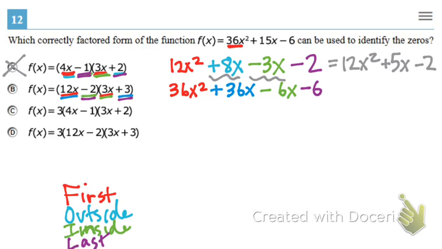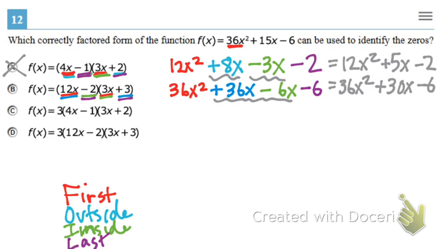Now again, I'm just going to combine any like terms. You see there's the 36x squared. But now to combine our x's, I have 36 minus 6x, which is positive 30x. And then I have minus 6. So not quite there. So now let's look at the next one.